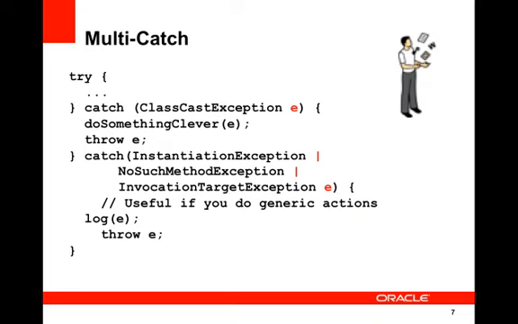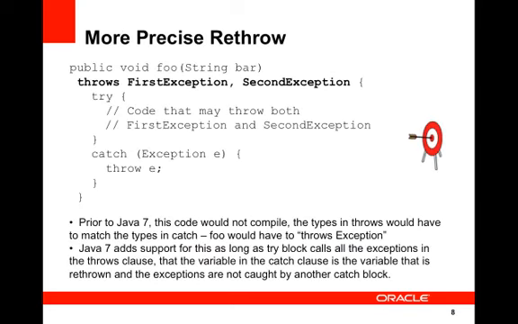And what's nice about this is what e is going to throw is either an InstantiationException, a NoSuchMethodException, or an InvocationTargetException. So it's a nice new feature that has come in. It will reduce the amount of code that you had before, and a simple addition there.